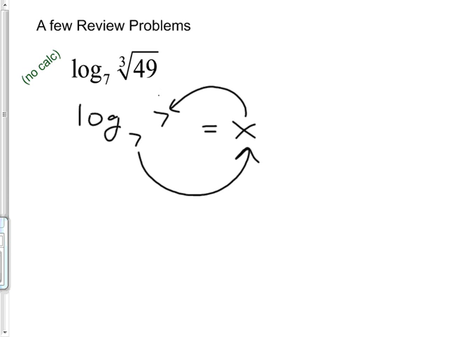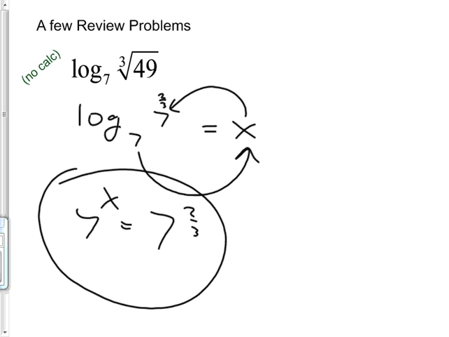Let's say that this had been a 2/3. 7 to the x equals 7 to the 2/3. That's a rewrite. And once you've got the bases the same, that has to equal that. So x must be 2/3. And actually, the answer is 2/3.